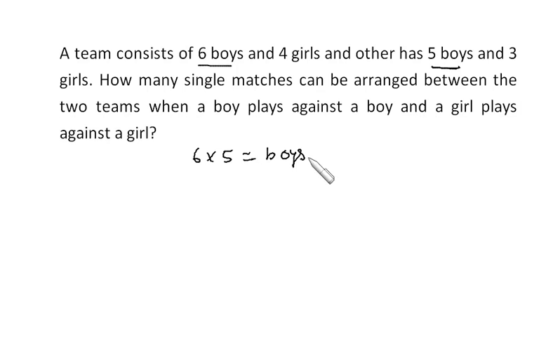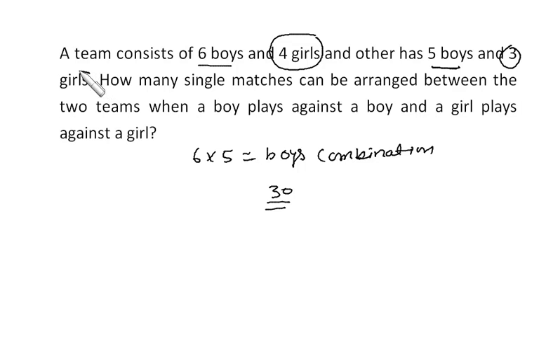Right? So boys combination, right? So we have this 30 combinations, right? Now these 4 girls have to play against these 3 girls. So how many choices or combinations we have? 4 into 3. That is 12.